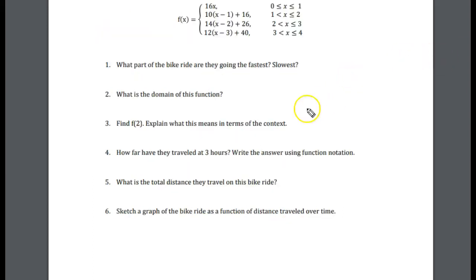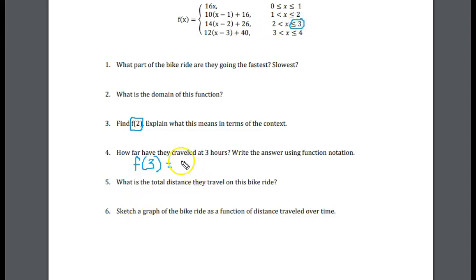How far have they traveled in 3 hours? Write the answer using function notation. So function notation would be something similar to this. I want to find the f of 3 because hours is the input. Just as we previously had to, we need to figure out which equation we would actually use for that. I see a 3 here and I see a 3 here, but this one doesn't equal, and this one does equal.